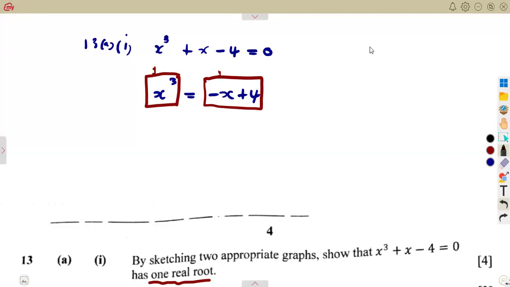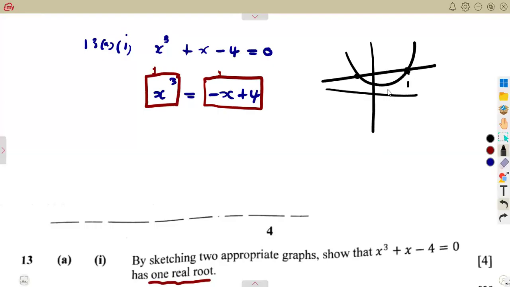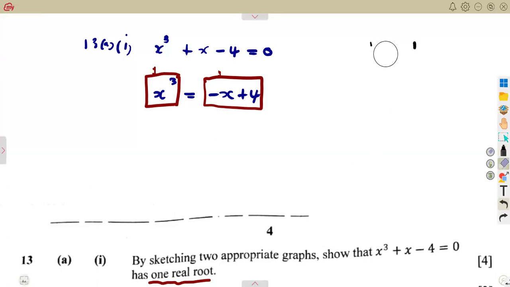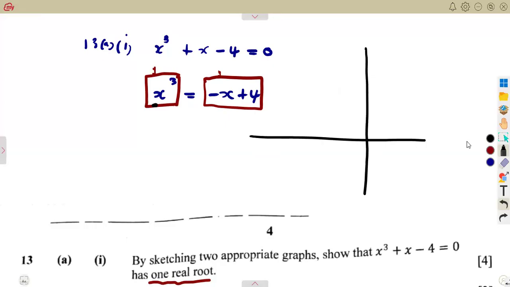And we do understand that if two functions are given, maybe I've got a quadratic and a straight line, at the point of intersection, that's where we have the roots. So using the same manner, we are going to have a sketch of two functions. So we're going to have this x and y there.